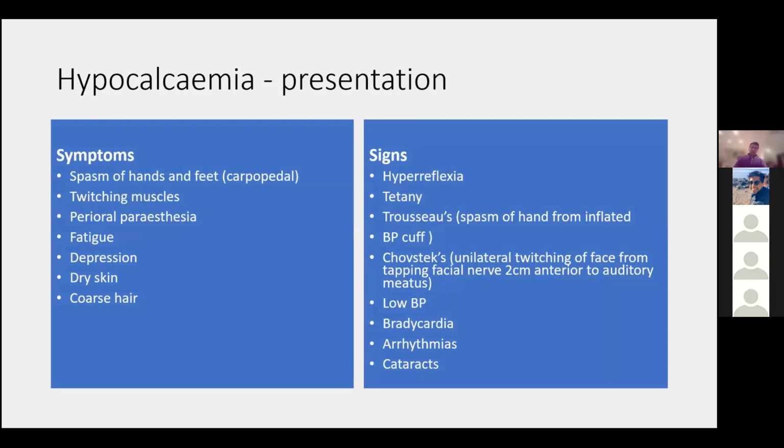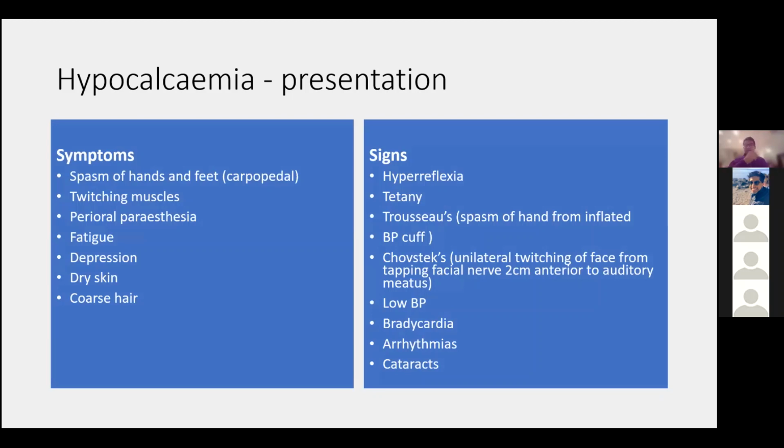How does hypocalcemia present? Neuromuscular presentation is most common. They may have spasms of the hands and the feet, twitching muscles, and perioral paresthesia. They may have dry skin, coarse hair, and generally be fatigued with low mood. The signs are usually more classic in exam questions: hyperreflexia, tetany, and Trousseau's sign.